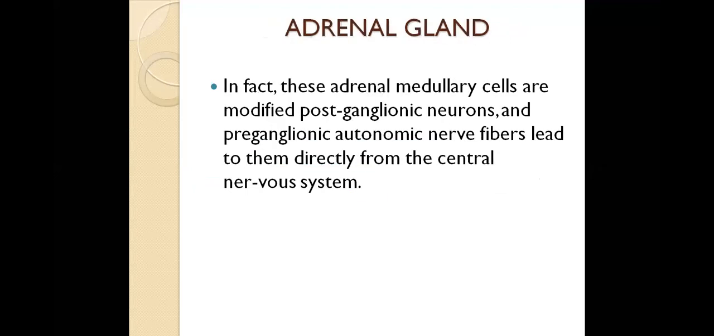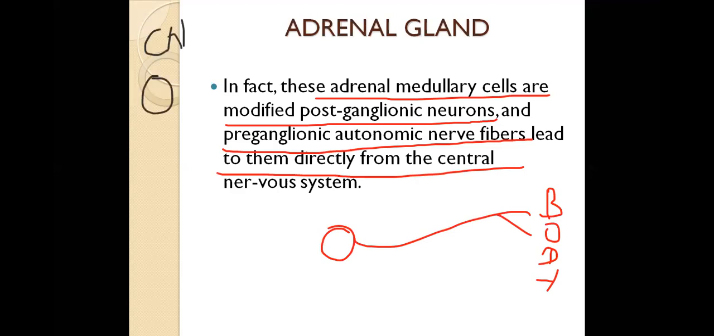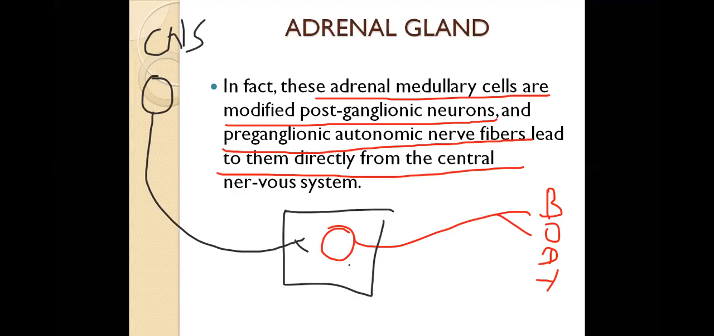In fact, the adrenal medullary cells are modified post-ganglionic neurons, and preganglionic autonomic nerve fibers lead to them directly from the central nervous system. Shall I remind you once again? There is a ganglion, and their post-ganglionic nerve fiber goes to the body parts. We learned like this in the sympathetic nervous system. And who is controlling them? From the CNS, either from the brain or spinal cord, the preganglionic nerve fibers are coming and signaling them. We discussed this in the autonomic nervous system.